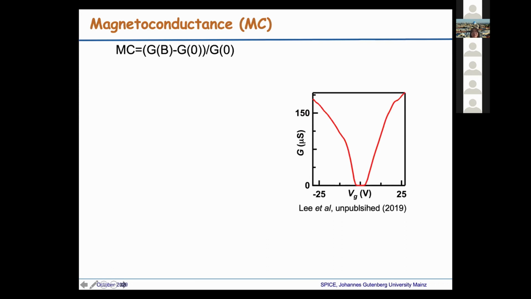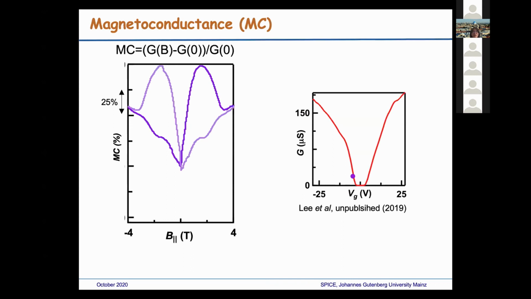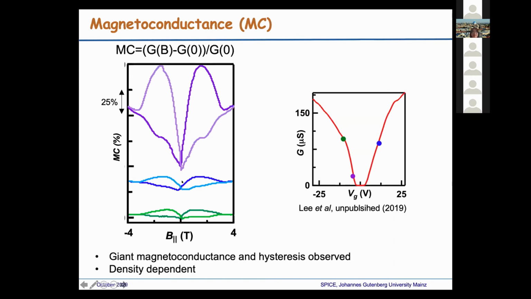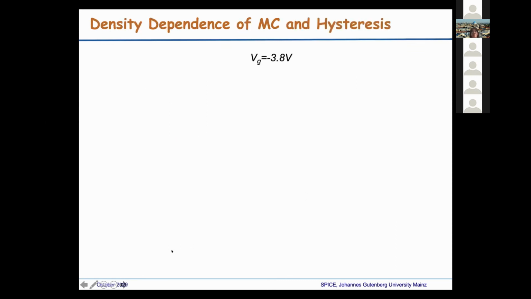Just to carry this further, we measure the magnetoconductance, which is the relative change in conductance normalized to the conductance at zero field. This is magnetoconductance measured at different charge densities. We can see that it changes as a function of density. It gets smaller as we go to higher density, and the hysteresis goes hand in hand with the magnetoconductance. When the magnetoconductance becomes smaller, the hysteresis also becomes smaller.